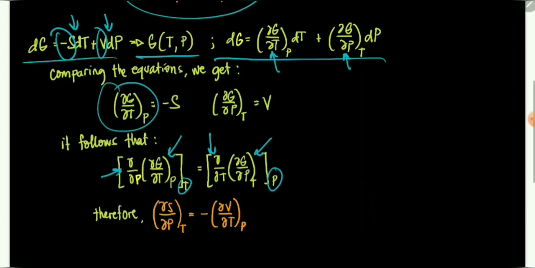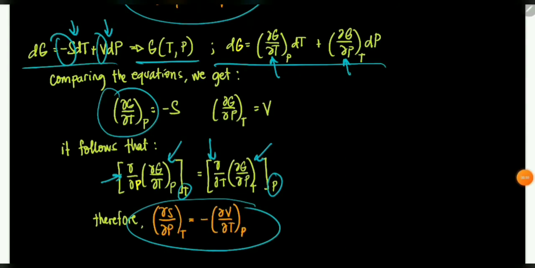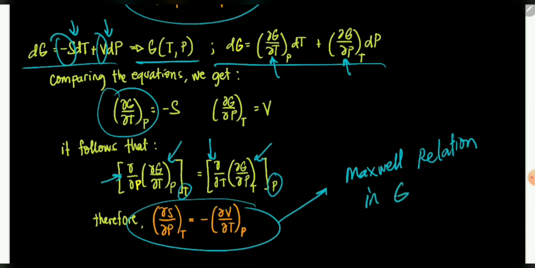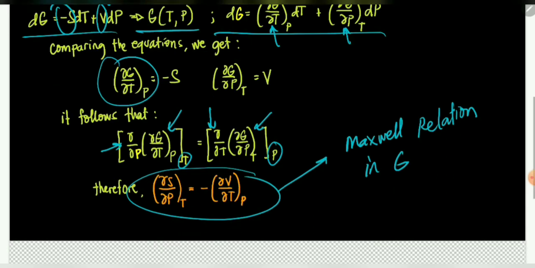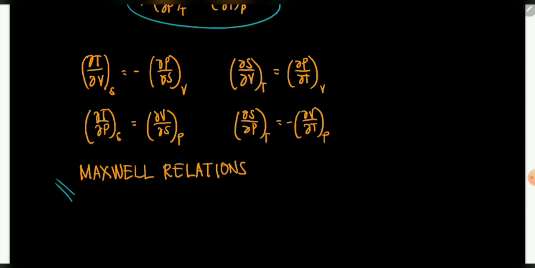Okay? So therefore, the change in the entropy with respect to the pressure at constant temperature is equal to the negative of the change in the volume with respect to the temperature at constant pressure. Okay? So this is now your Maxwell relation in G. Okay? So, in summary, we have the four Maxwell relations. So, magagamit natin itong mga equations na to para ma-derive yung mga parameters na hindi natin na-elaborate sa first law of thermodynamics. Like, for example, the mu JT. Okay? Meron kasi tayong parameter doon na H with respect to the pressure at constant temperature.